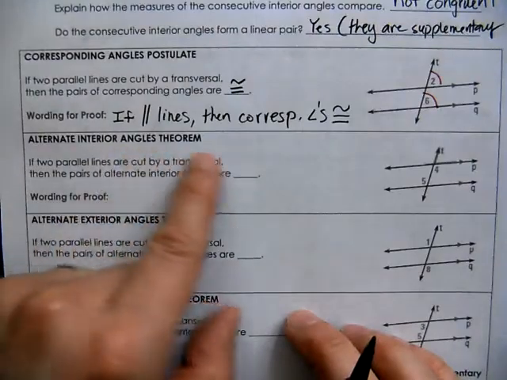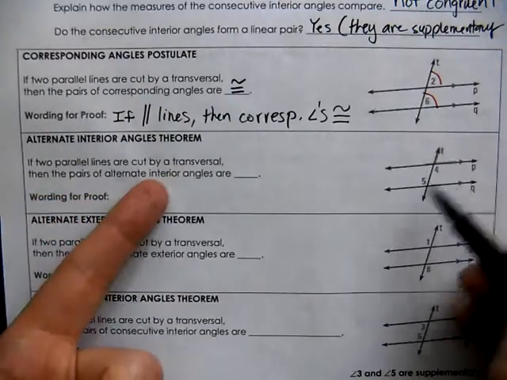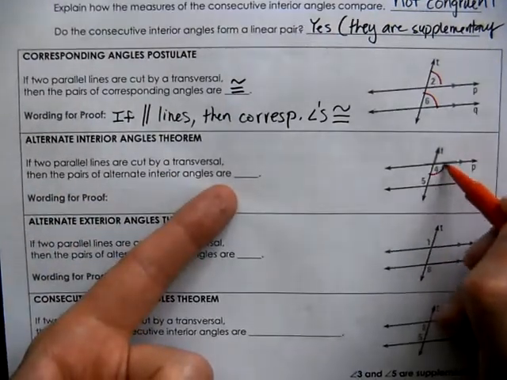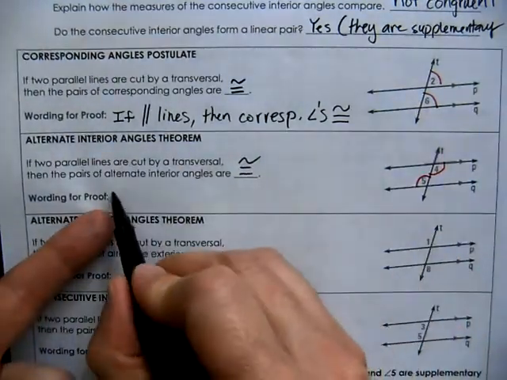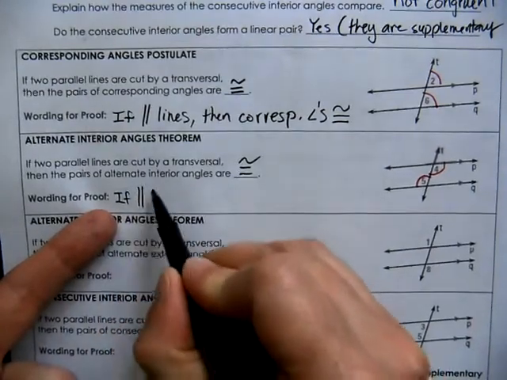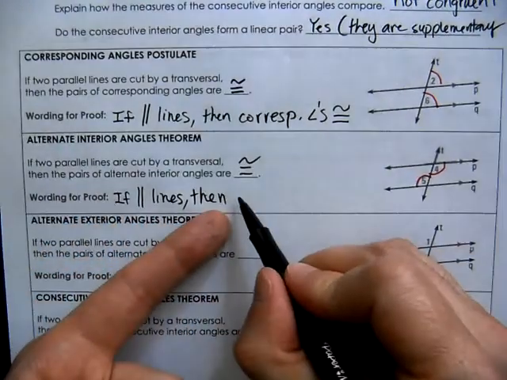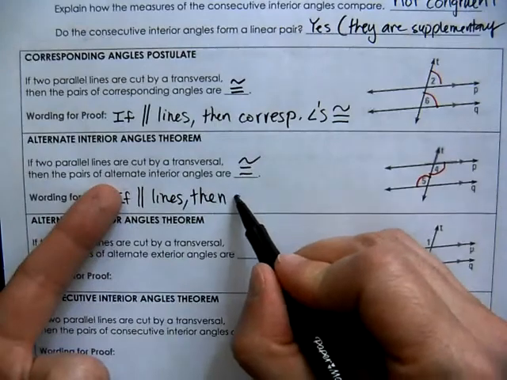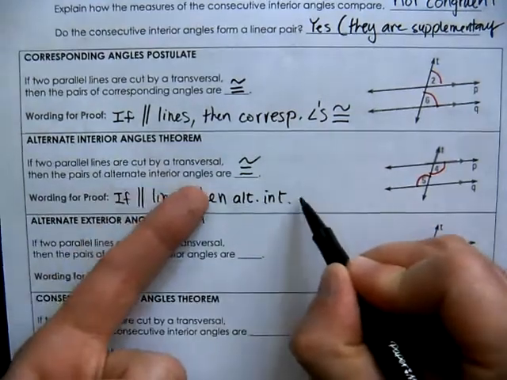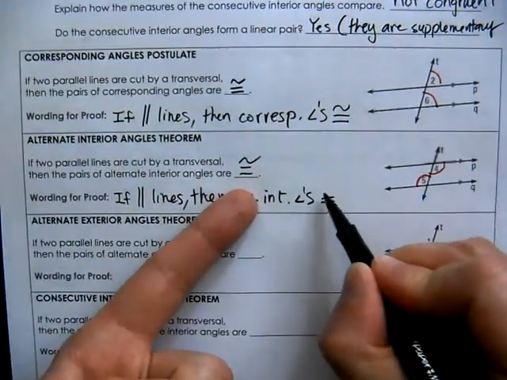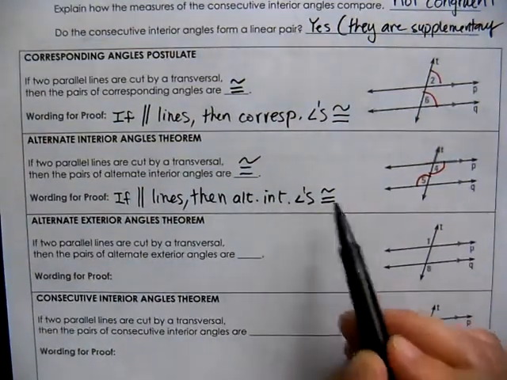The alternate interior angles theorem says if two parallel lines are cut by a transversal, then the pairs of alternate interior angles are congruent. So let's abbreviate that by saying if parallel lines, then, and I'm abbreviating this just using the first three letters. So alternate is just ALT, interior is INT, there's my angle symbol, and there's the congruent symbol. So it reads as if parallel lines, then alternate interior angles are congruent.